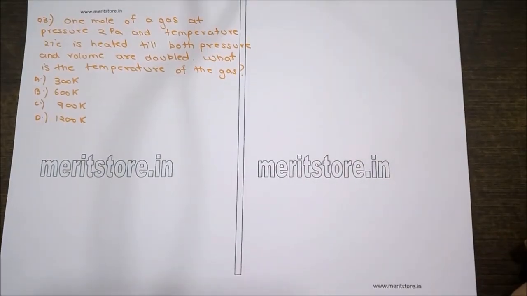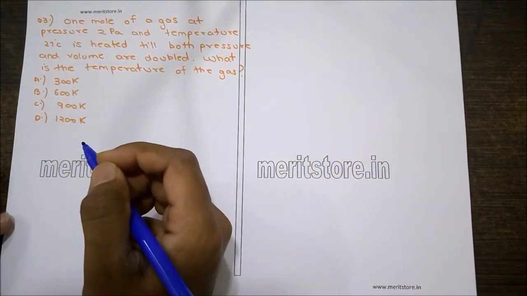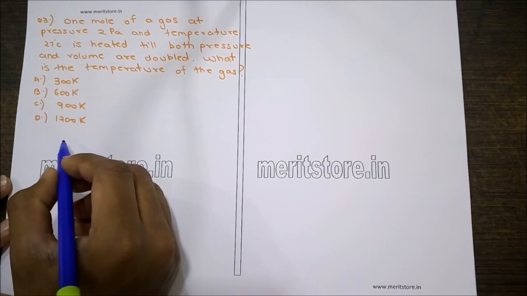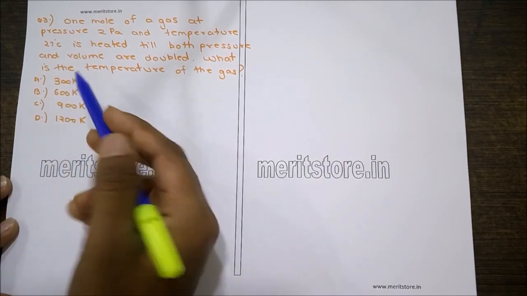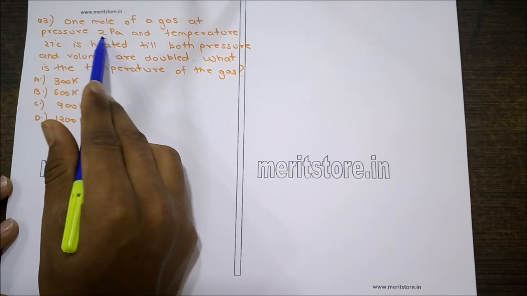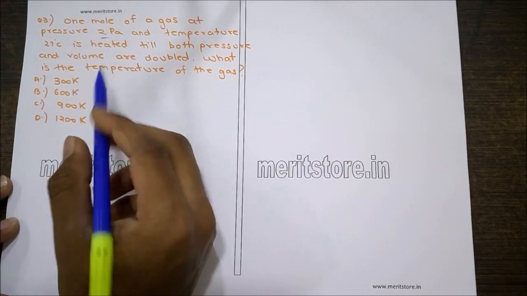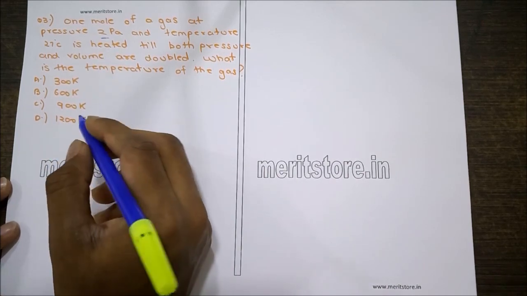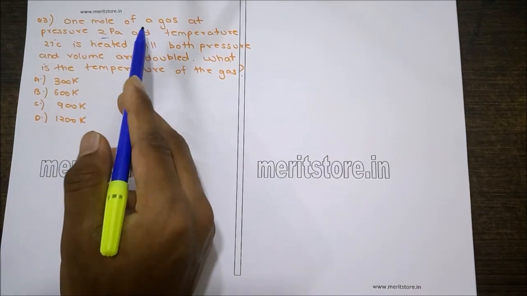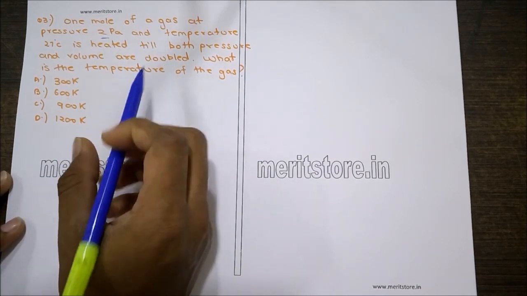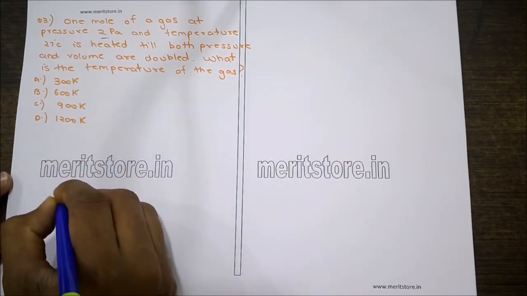1 mole of a gas at pressure 2 Pascal and temperature 27 degrees Celsius is heated till both pressure and volume are doubled. What is the temperature of the gas? The options given are 300 Kelvin, 600 Kelvin, 900 Kelvin and 1200 Kelvin. So let's use the ideal gas equation. First of all, we need to note that the pressure is 2 Pascal, which is very less. So at low pressures, gases behave as ideal gases.